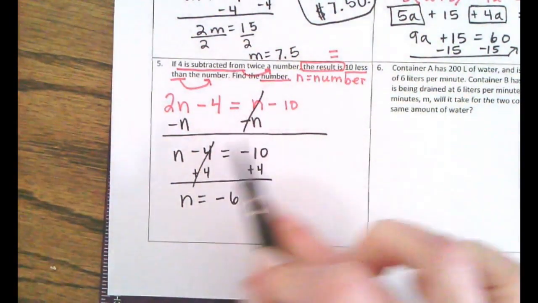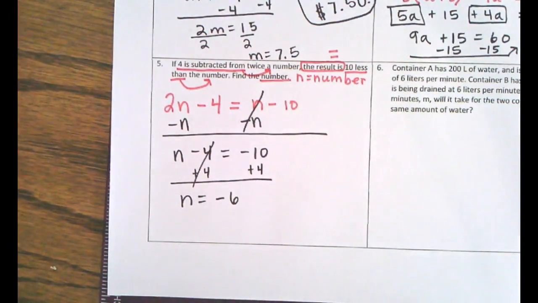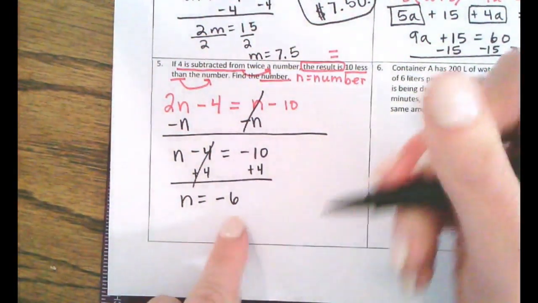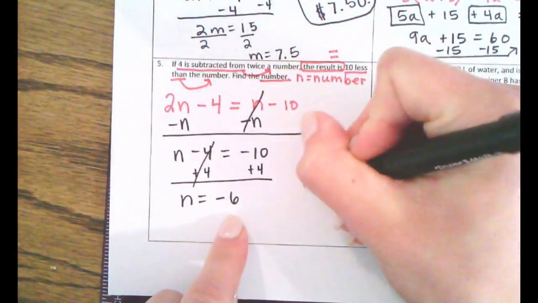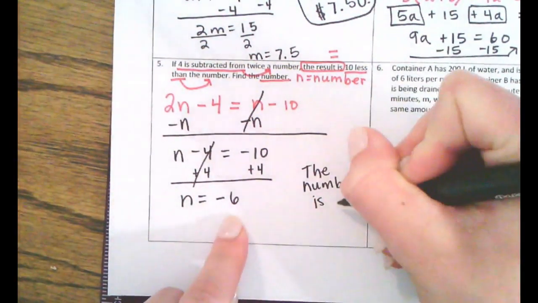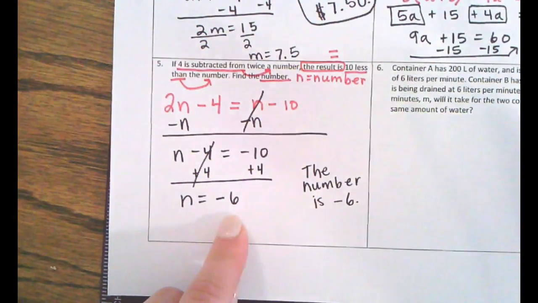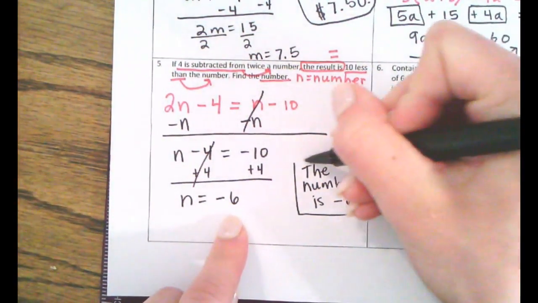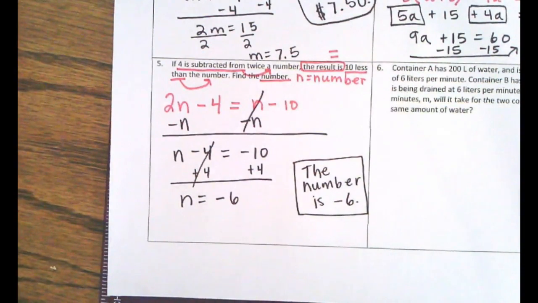You can plug any of these problems back into the original just like we did on the front page. My final answer is the number is negative 6. All right, last problem.